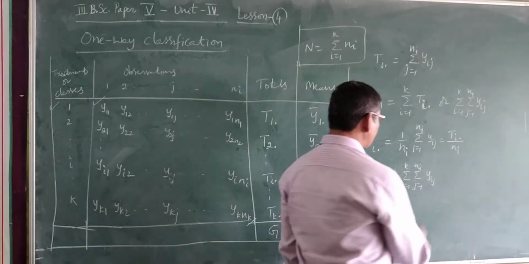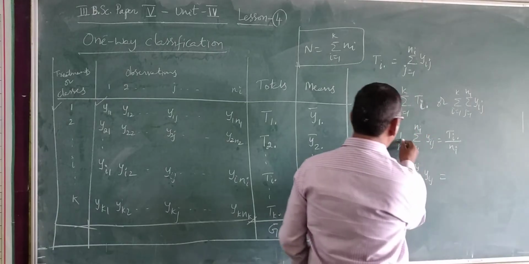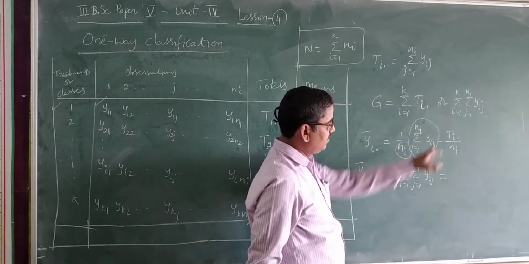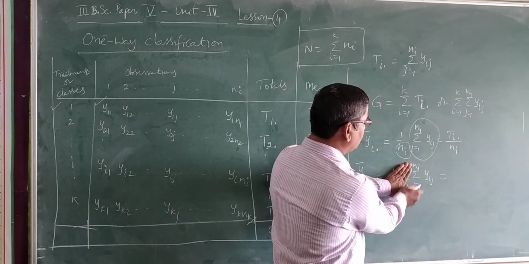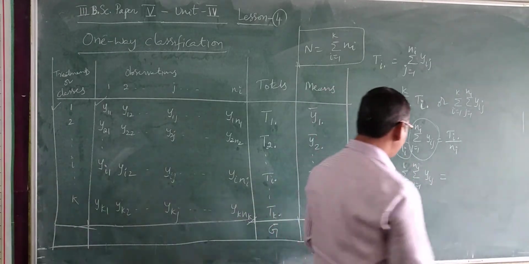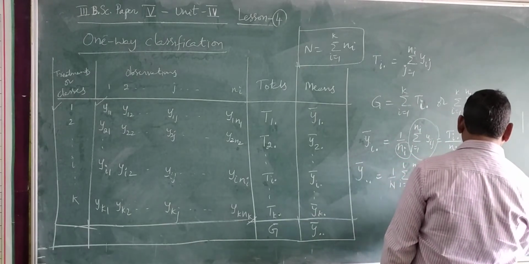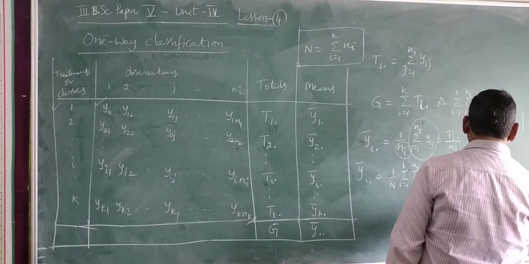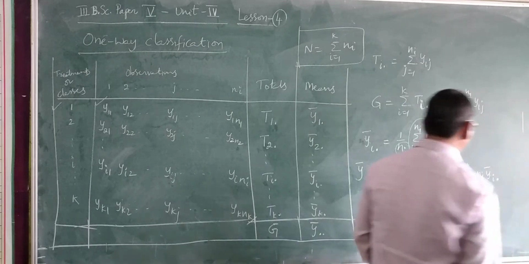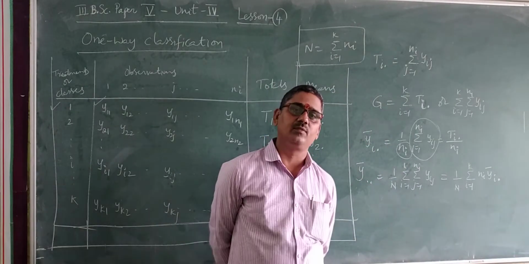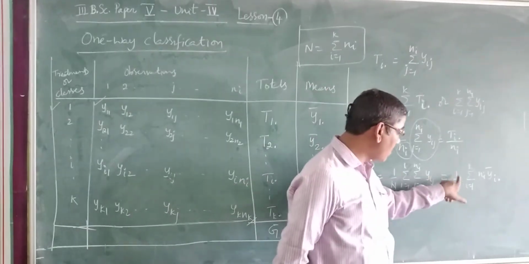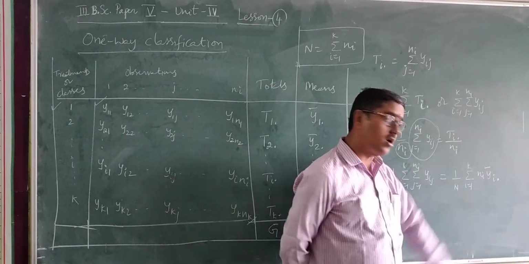In which you can also write this formula as: ni into y bar i dot is equal to summation j is equal to 1 to ni yij. So this summation j is equal to 1 to ni yij can be represented as ni into y bar i dot. So I am writing 1 by capital N summation i is equal to 1 to k ni into y bar i dot. Using this formula also we can calculate y bar dot dot. After calculating y bar i dot, we can calculate y bar dot dot as well.